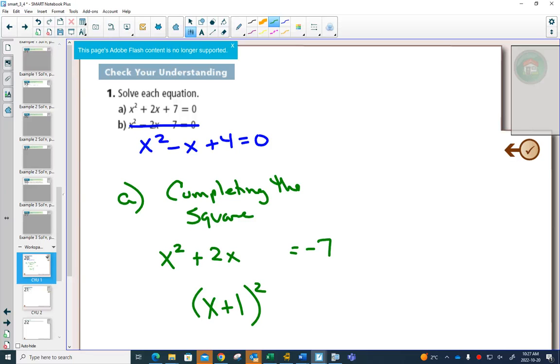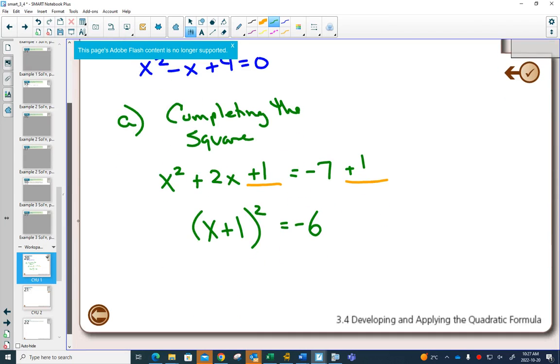Okay? I might even add another 1 to our example, because this one has something interesting happening. So you see that there would be a space here and a space here. We would go plus 1 in this space, so I have to go plus 1 in this space, giving me negative 6 on this side. And now that we've got something squared, we would have to square root both sides. And I would get x plus 1 equals plus or minus the square root of negative 6.